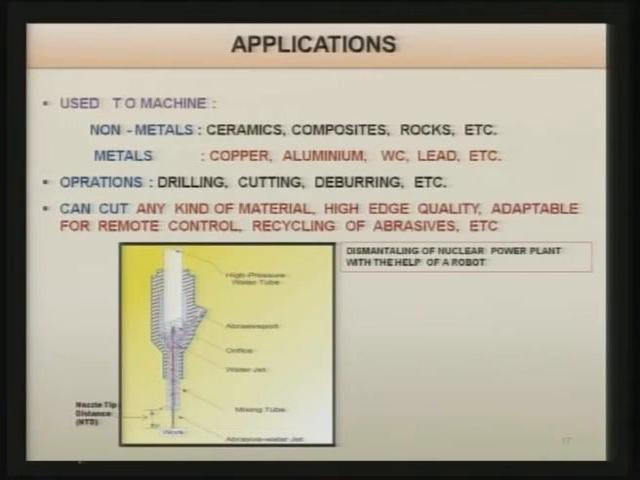Important applications of this abrasive water jet cutting is that you can use the robot, and it can be used for dismantling of nuclear power plants with the help of a robot. This is very important application, because in nuclear power plant human beings are not permitted to go there because of the radiation effect. So, for such kind of applications where you can control the cutting operation with the help of the robot at remote places.